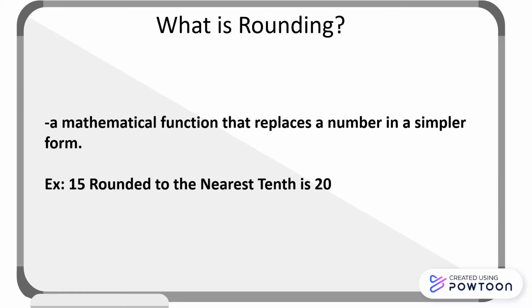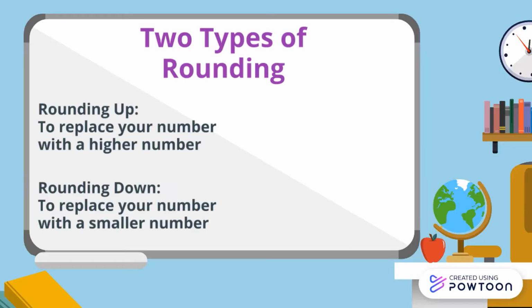For example, number 15 rounded to the nearest tenth is 20. Now, let's discuss the two different types of rounding. In rounding any number, boys and girls, we will either have to round up or round down. Now, when you're rounding up, the number given gets replaced with a higher number, just like the example in the previous slide. And when we round down, we replace a given number with a smaller number.